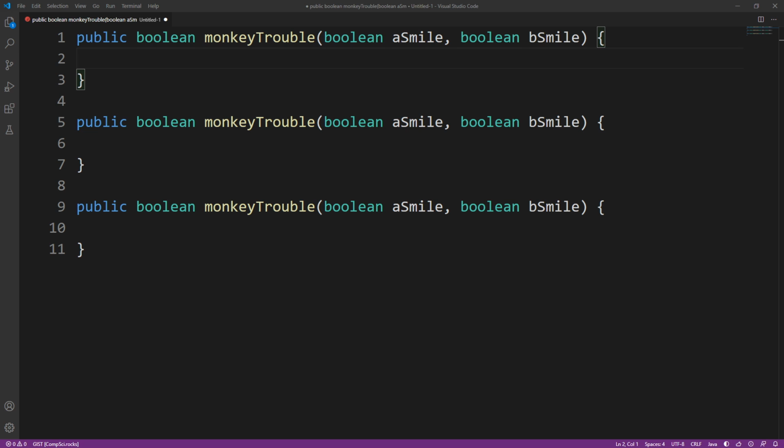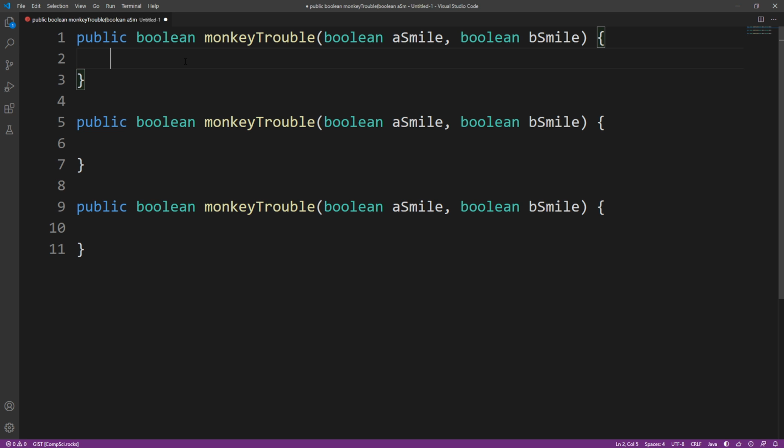The first one's going to be pretty close to what their solution is. It's going to be the longest, but also kind of logically easiest one. I think it's the one that makes the most sense, kind of in your head. The way the problem's written, you have a monkey A and a monkey B. And if both of them are smiling or neither of them are smiling, we should be in trouble. They're either both happy and we should be worried, or neither one's happy and we should be worried. If one's smiling and the other's not, then we're okay.